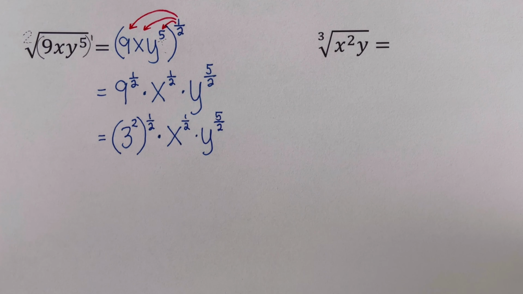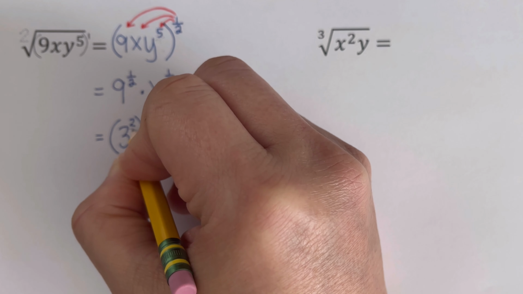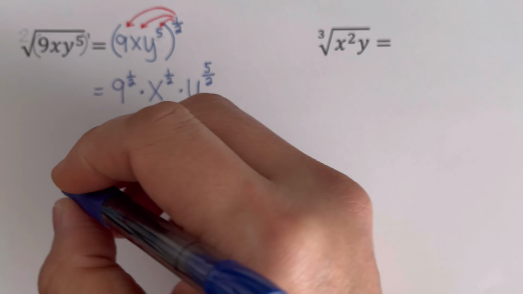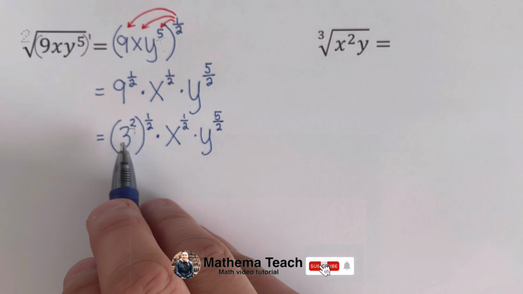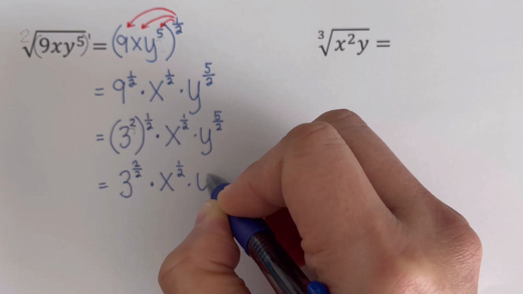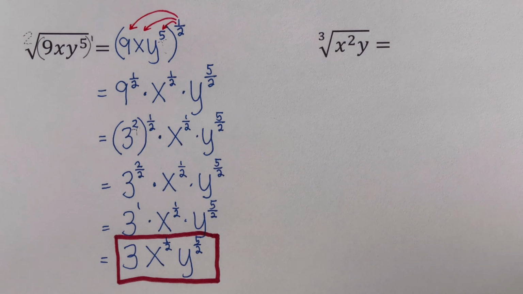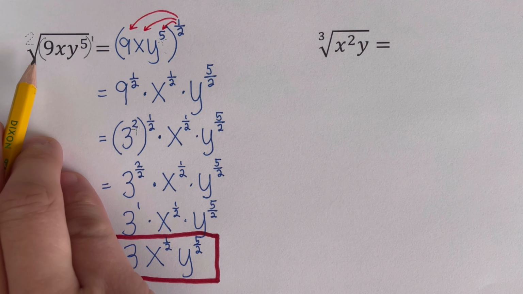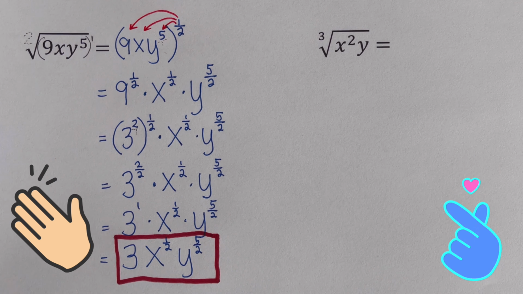Now we are going to simplify this further. We remember that this exponent 2 right here has an invisible denominator of 1, and so this expression becomes 2 times 1 is 2, and then 1 times 2 is 2. So that would be 3 raised to the power 2 over 2. I'm going to write that down here. So this is the equivalent rational exponent or fractional exponent of the square root of 9xy to the 5th power. Did you get the same answers as this? Good. Perfect. Now let's move on to the next example.